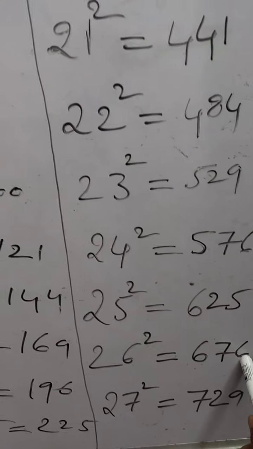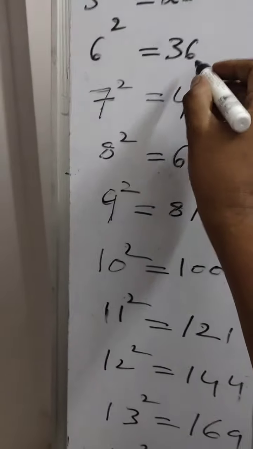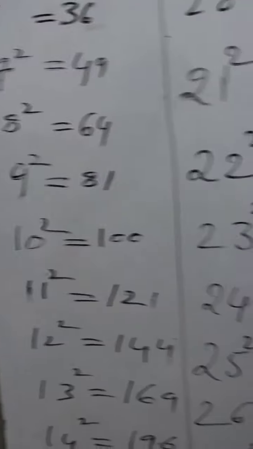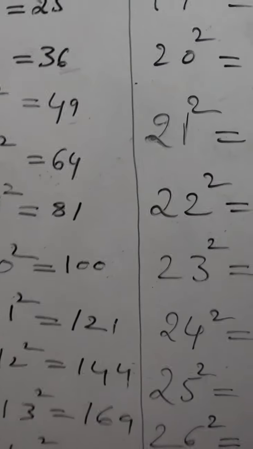26 square is 676. 36 square, observe the first place, it ends with 6. Then next 9. Like that.